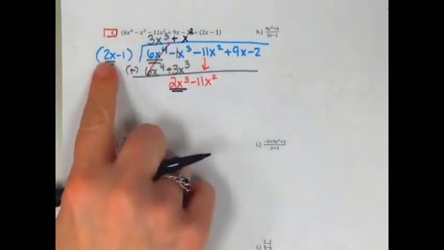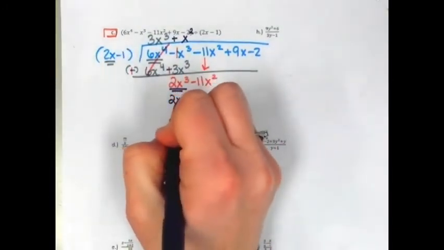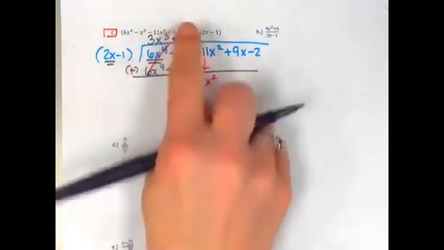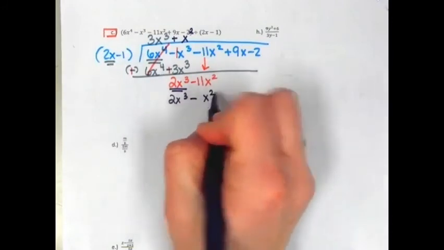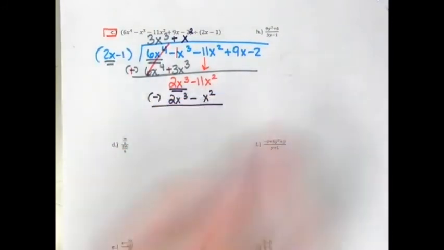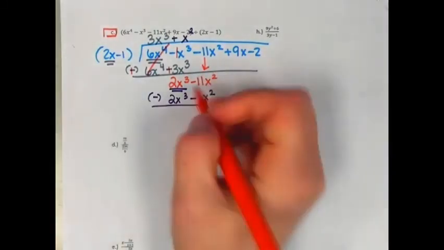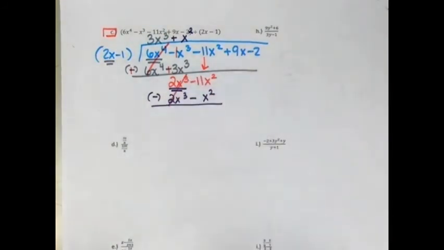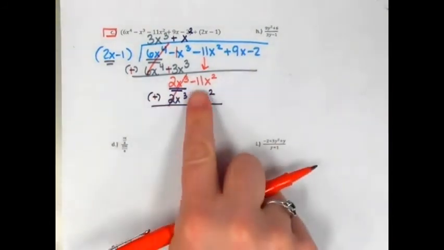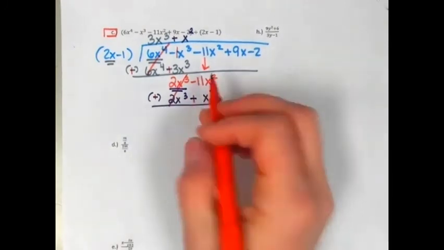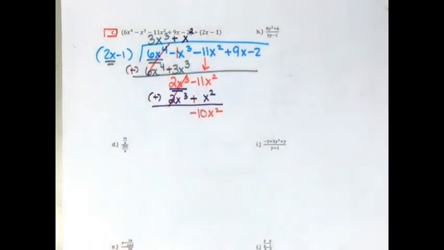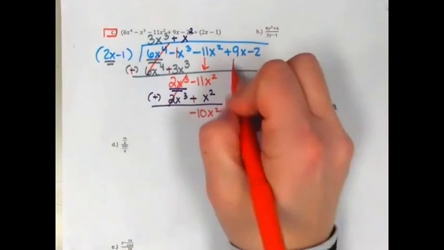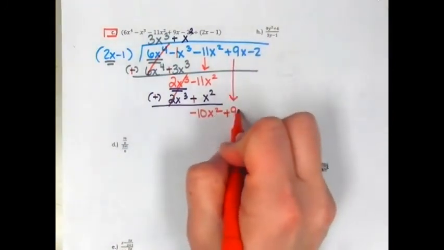What's x squared times 2x? 2x cubed. Yep. X squared times a negative 1? Negative x squared. And now we subtract. 2x cubed minus 2x cubed is 0, which is nice. We need to change, right? So it's a negative 11 plus 1. Negative 10x squared. Is everyone okay with that? Bring down the plus 9x.